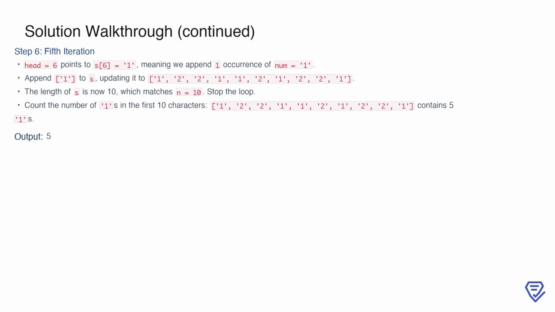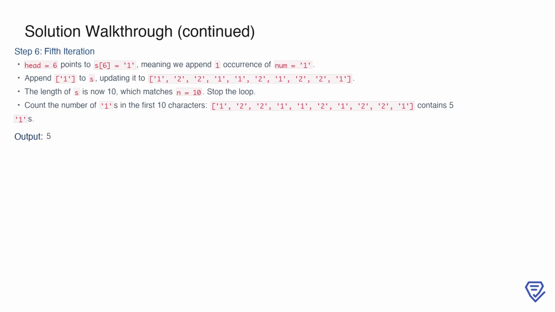In the fifth iteration, head points to s[6], which is 1. This means we append 1 occurrence of the current number equals 1. Adding 1 updates the sequence to 1, 2, 2, 1, 1, 2, 1, 2, 2, 1. At this point, the length of the string matches n equals 10, so we stop the loop.